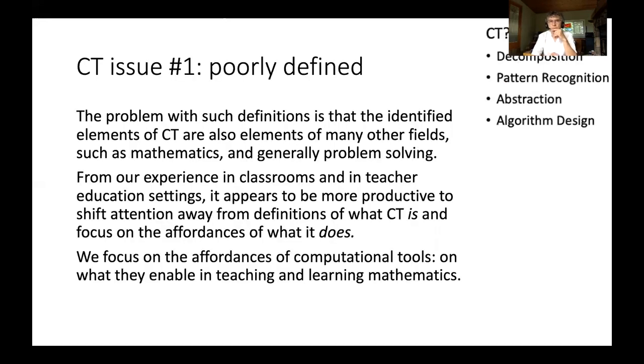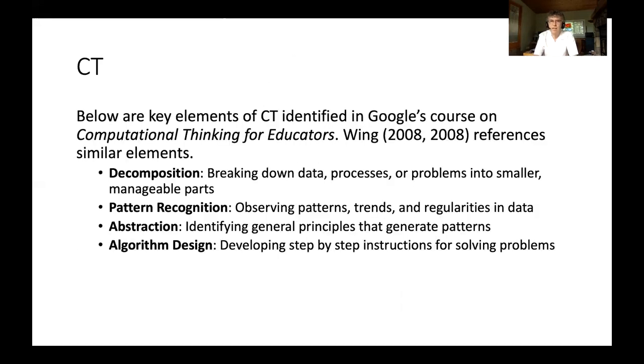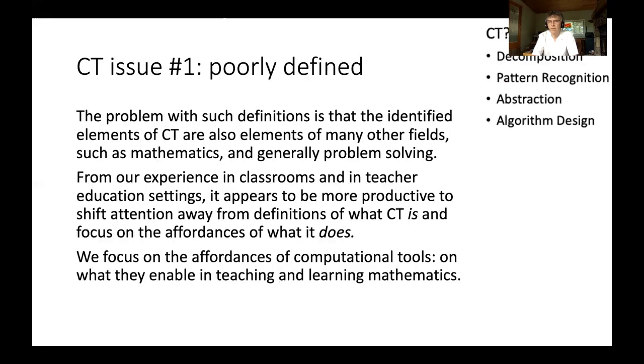It's poorly defined, first of all, because all these things that you see here are also part of other subjects. Mathematics, abstraction is at the heart of mathematics. Algorithm design, of course, you design a way to solve problems. All these things belong to other fields as well. So what we've done when we use the label CT, we didn't focus on these descriptors. What we focused on were the affordances of the tools that we used. What did they afford us? What could we do differently or better?